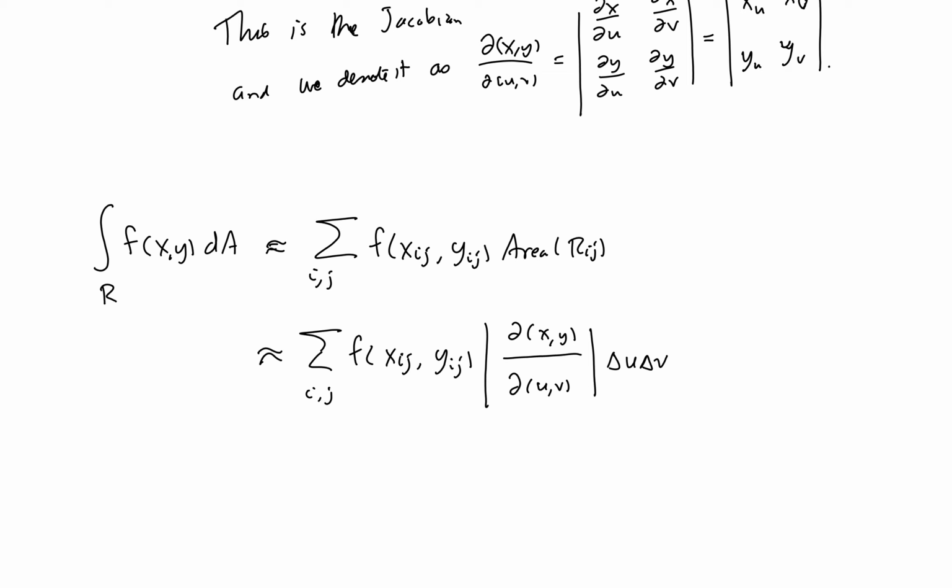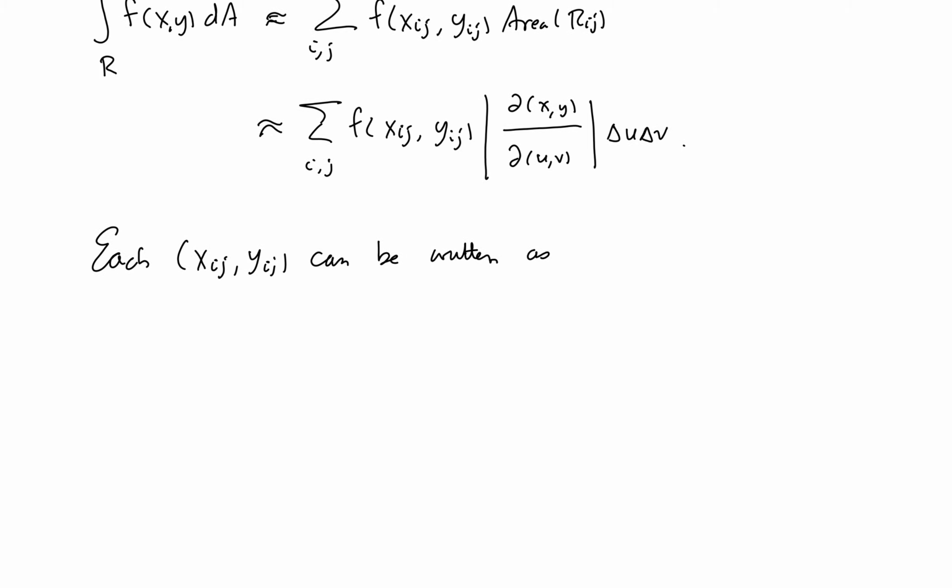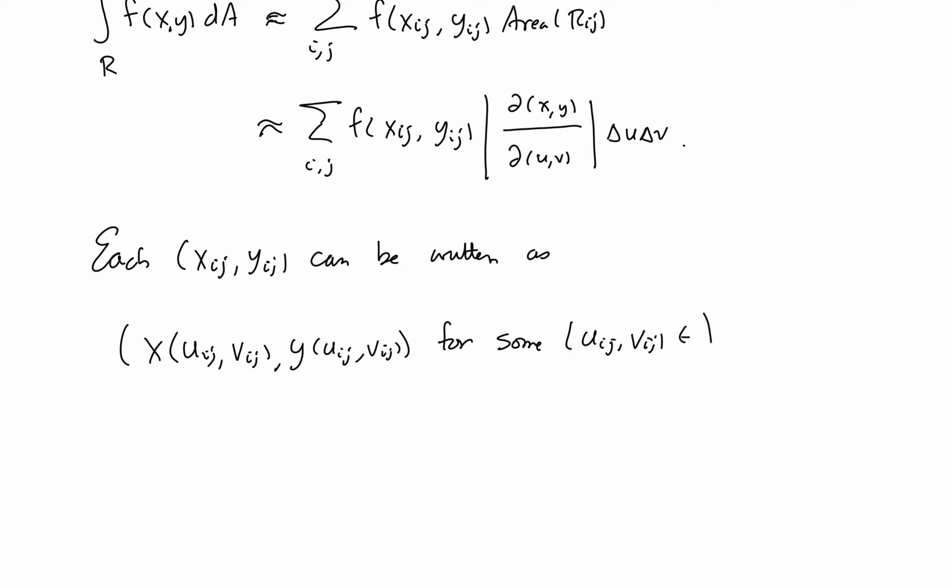Now, each point in R_ij, we know comes from one in V_ij. So each x_ij, y_ij can be written as some point coming from the other region. So I can write this as x of u_ij, v_ij, or y of u_ij, v_ij, for some u_ij, v_ij in that little region, capital V_ij.